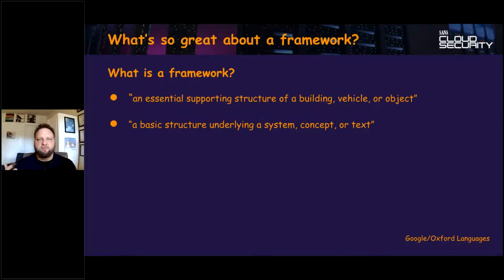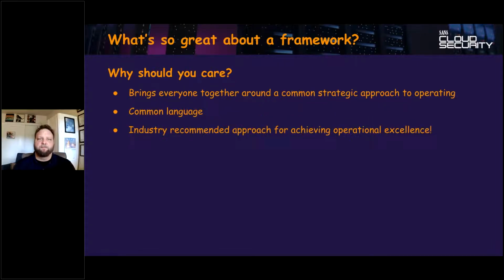Another word that also comes to mind for me is foundation. You have to have a foundation first before you can start building anything, if you don't want it to be blown down the first time the big bad wolf comes along to blow your house down. You gotta have a solid foundation first. So that's where we like to build off of. So why should you care?